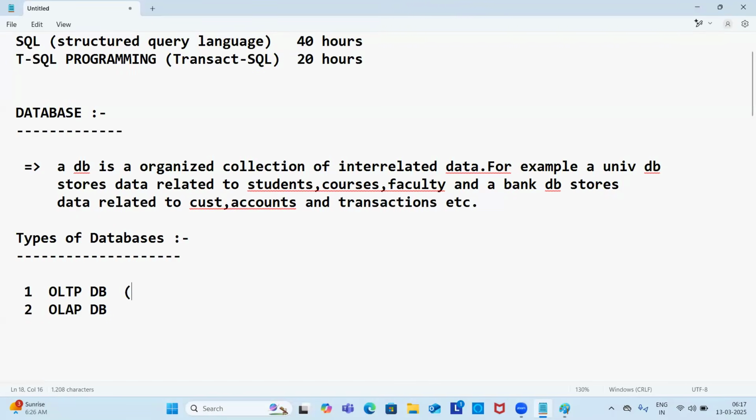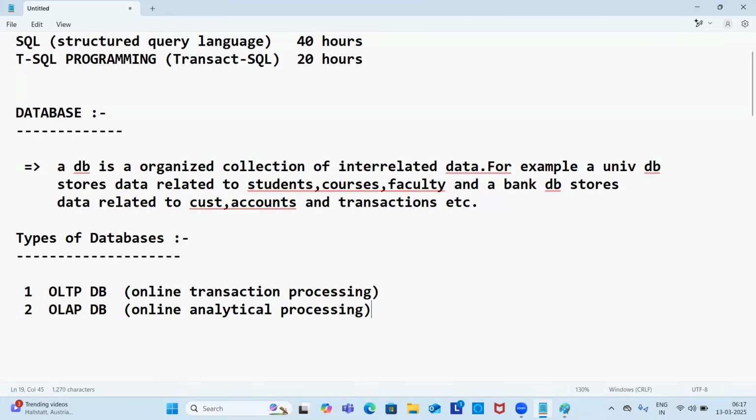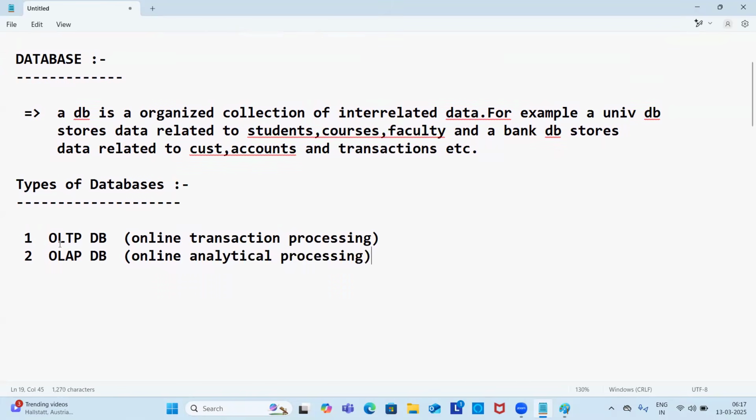What does OLTP stand for? Online transaction processing. What does OLAP stand for? Online analytical processing. So OLTP stands for online transaction processing. OLAP stands for online analytical processing.